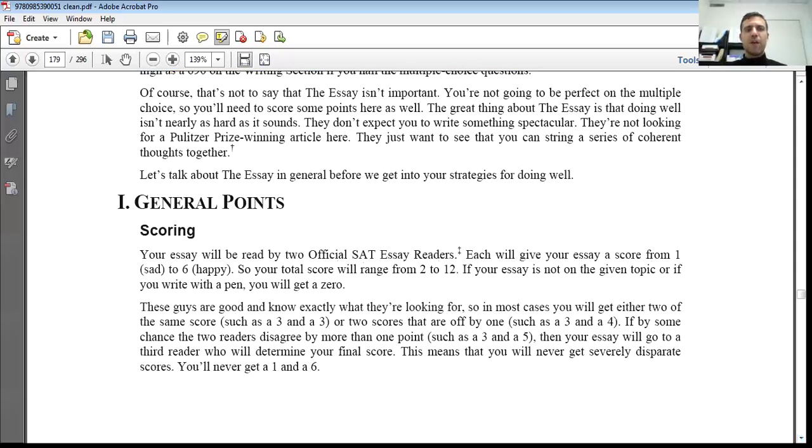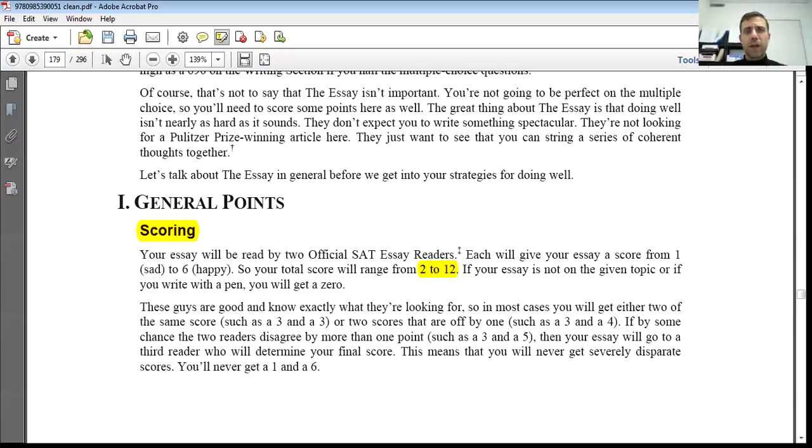Let's talk about the general points and how the scoring itself works out. You get 2 scores from 1 to 6 from 2 individual readers. That means that the lowest that you would get is a 2, a score of a 1 and a 1 from 2 separate readers. And the highest that you could get would be a 6 and a 6, a 12. Anything off topic, as I said, is a 0. Generally speaking, our students are going to be writing somewhere around the middle of the road to get started. A 6, perhaps, a 3 and a 3, a 7, perhaps, a 3 and a 4.